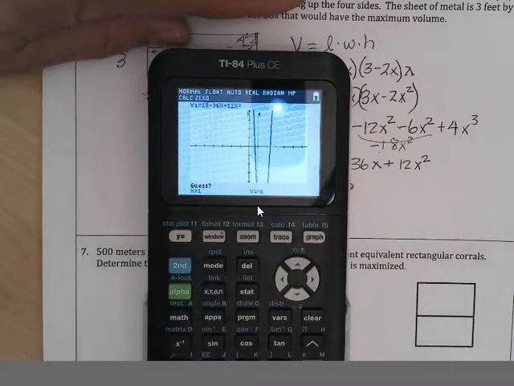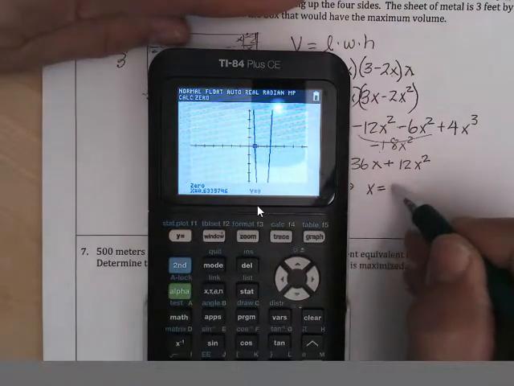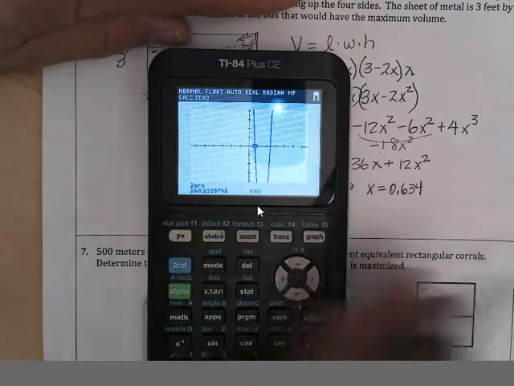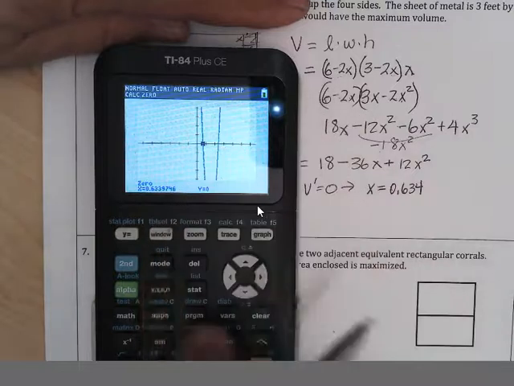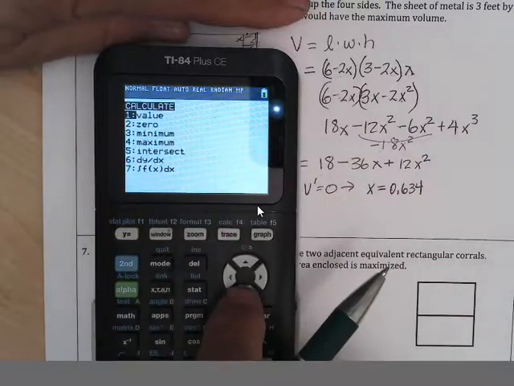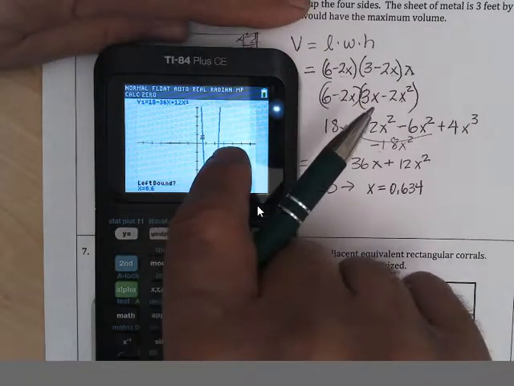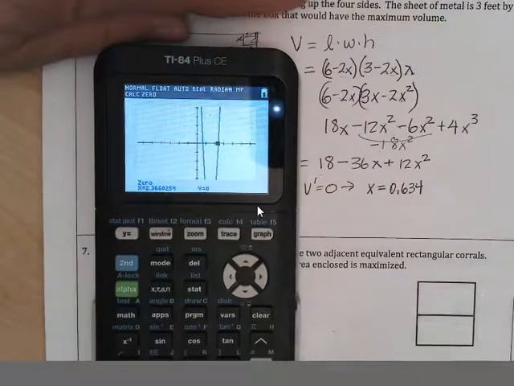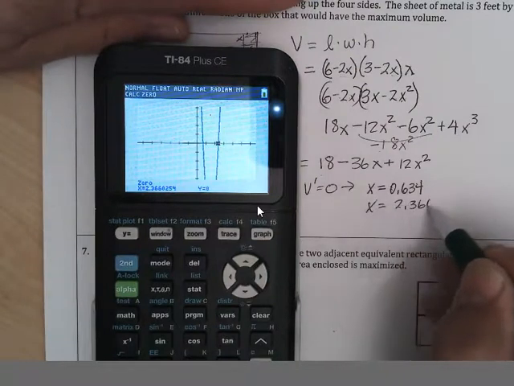That's between 0 and 1, and I'm guessing 0.5, and it says no, it happens when x is equal to 0.634, and the other one would be there, which is between 2 and 3. Second, calculate, zero, 2, enter, 3, enter, and my guess is 2.5, and it says nope, x is equal to 2.366.